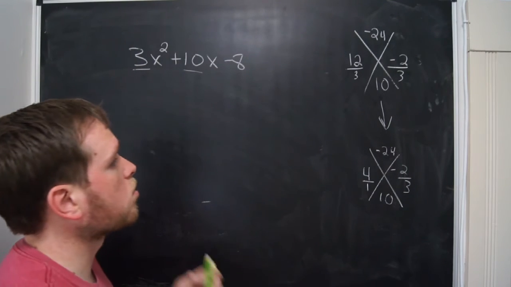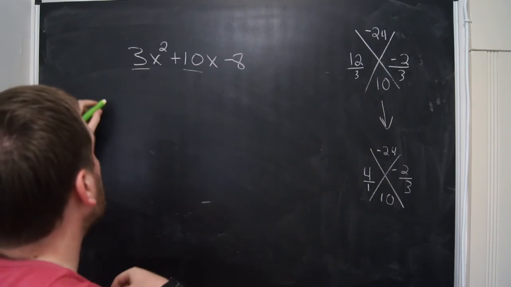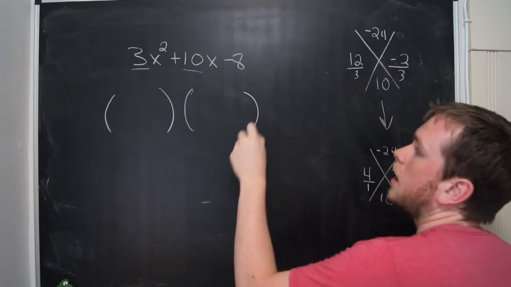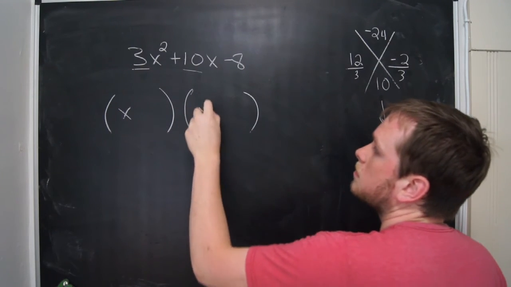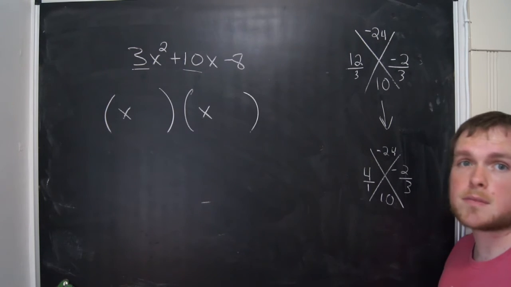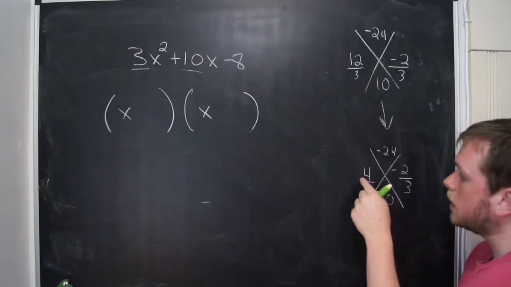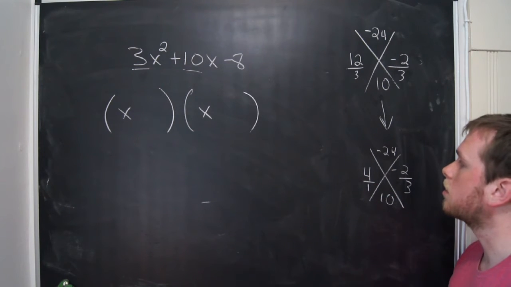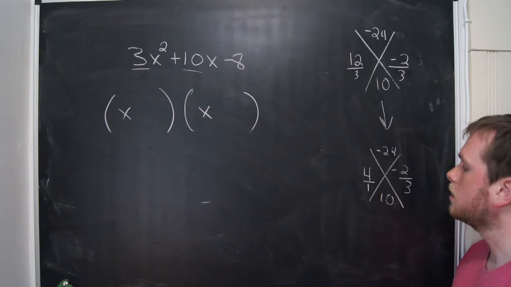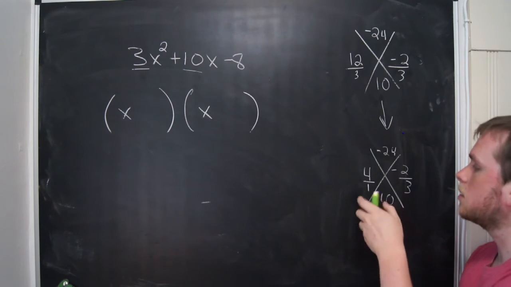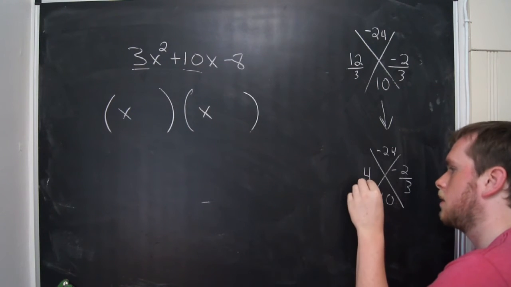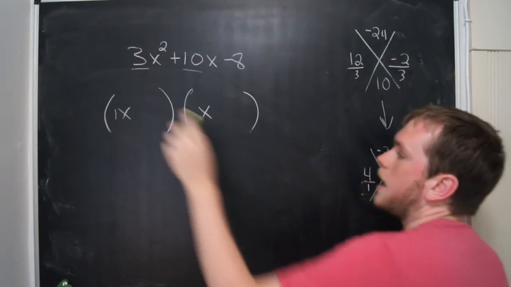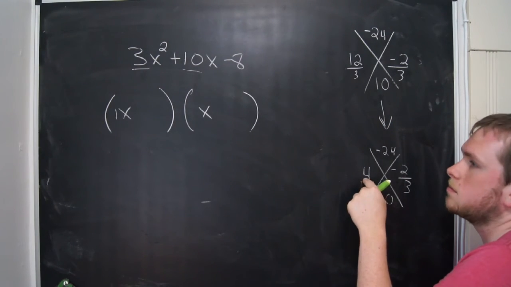Okay. Now, to write this as my factored form, same idea. I'm going to start with my two sets of parentheses, and we know that they're going to start with an x. This is where it's going to be a little bit different. I'm going to look at both of my terms that I have now. So I have 4 over 1 and negative 2 over 3. What we're going to do is, the denominator of each term is going to be the coefficient for my first x. My numerator is going to be what goes here.